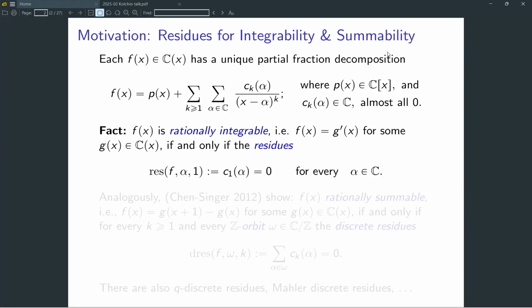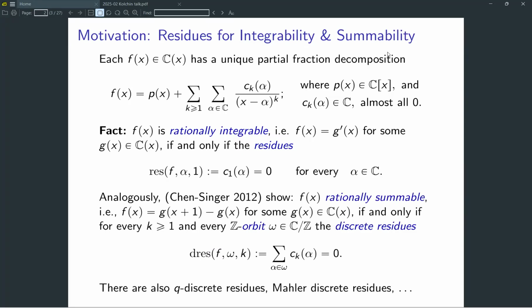And so similarly, work from Chen and Singer in 2012 answers a similar question for rational summability. Instead of asking if f has an antiderivative, we are looking for if f can be expressed as a difference g of x plus 1 minus g of x for some rational function g. This is a bit harder, but they show that you can still accomplish this just by looking at the numerators of the partial fraction decomposition.